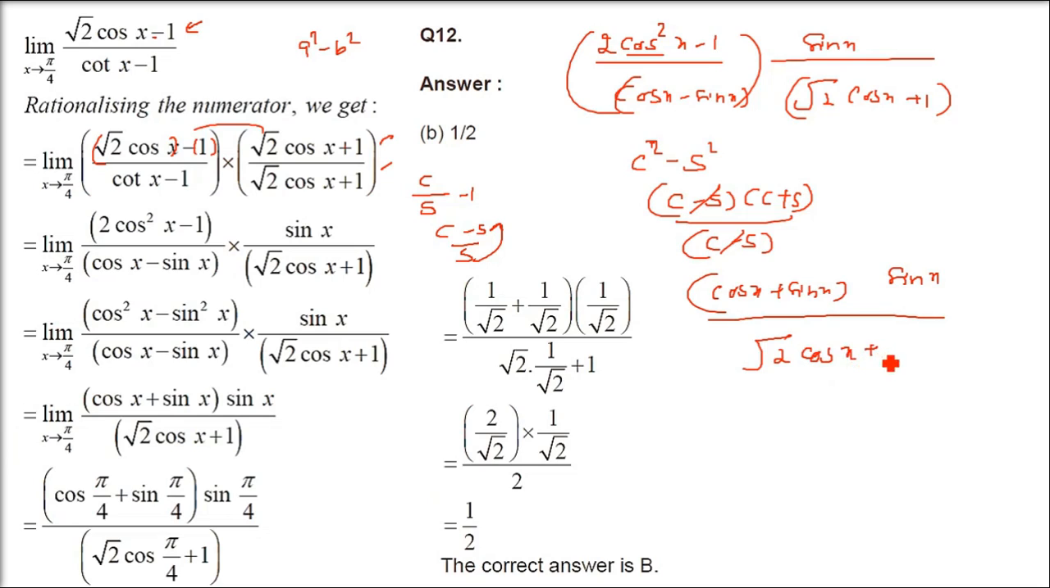Now we are ready for x tends to pi by 4. Why? Because it won't give you any indeterminate result. So I am just putting pi by 4 everywhere. So sin pi by 4 and cos pi by 4 are going to be 1 by root 2. So this is 1 by root 2 plus 1 by root 2. This is also 1 by root 2. This is root 2 times 1 by root 2, plus 1. So this all, I hope you will be able to solve. This is 1 by this 2, this is also 2, 2 only remain. 1 by 2 is the correct answer, that is the correct answer is B.